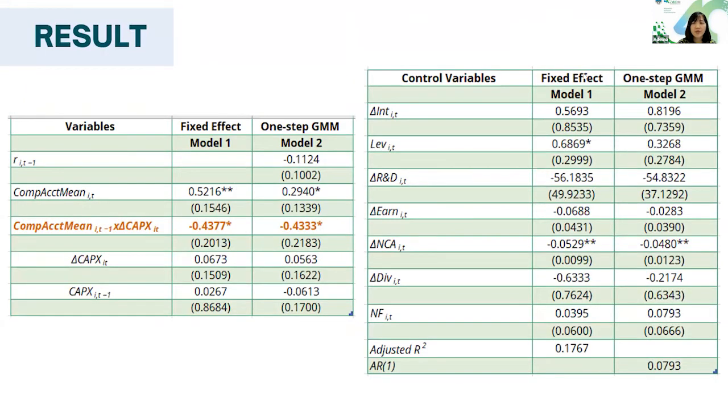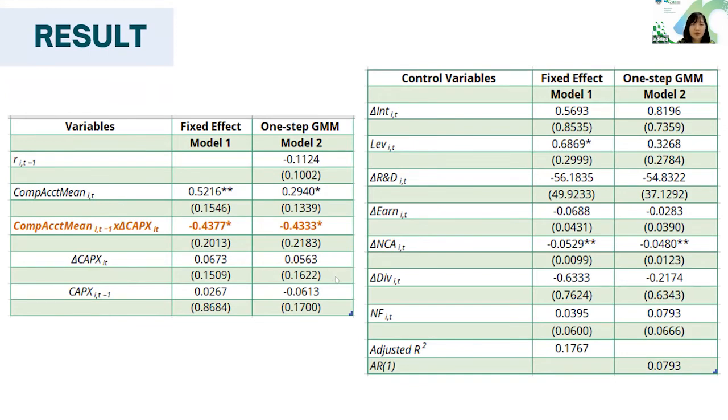The results of our analysis show that the moderation, which is the one that I highlighted here, is very significant, meaning that financial statement comparability significantly moderates the impact of capital expenditure on the firm value. And then we can also see that the capital expenditure has an insignificant influence on the firm value, while the financial statement comparability actually has a significant impact on the firm value.